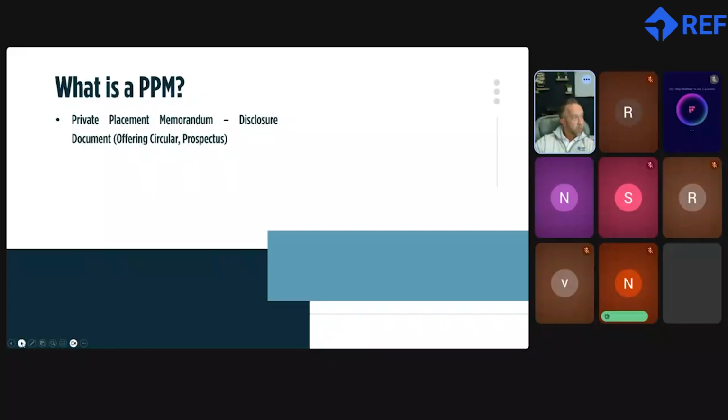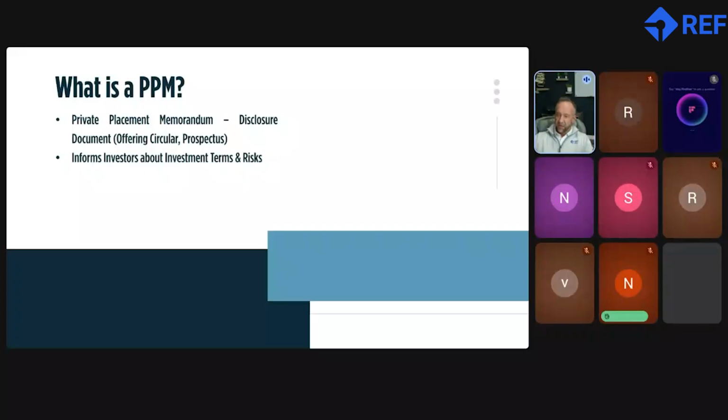So typically when people think of a securities offering, it's a private placement memorandum that is the most common thing that people talk about. So it's a subject of a lot of confusion, so I'm going to give a little overview. A PPM is a private placement memorandum, and basically it's a disclosure document. It's not a contract. It's basically just a disclosure. So think of a prospectus.